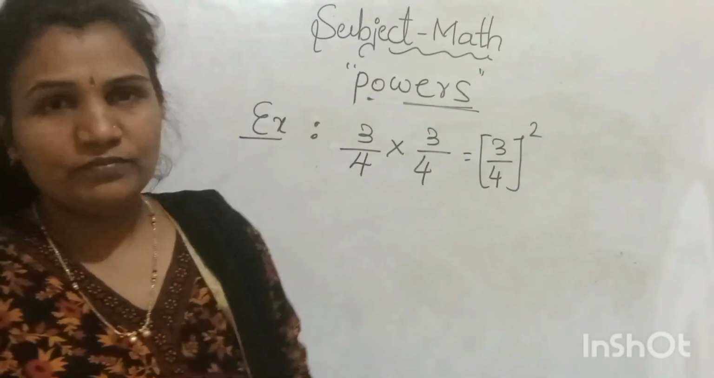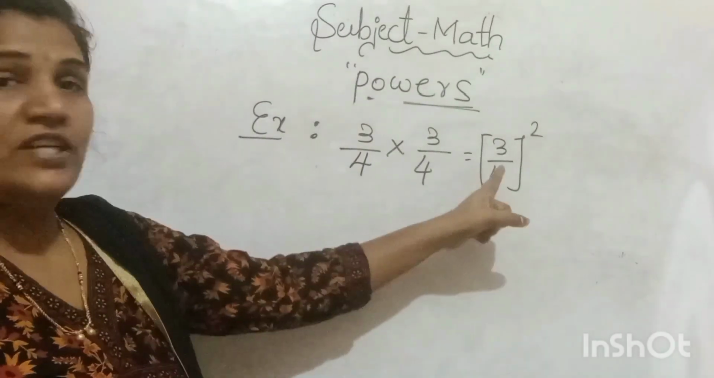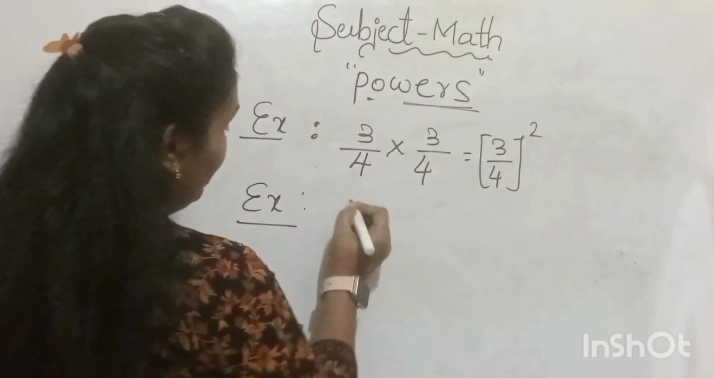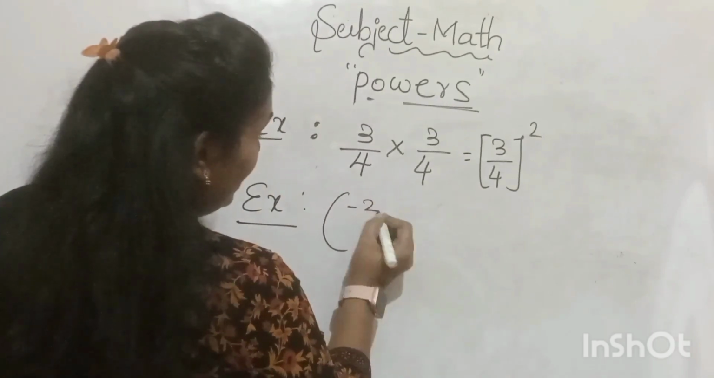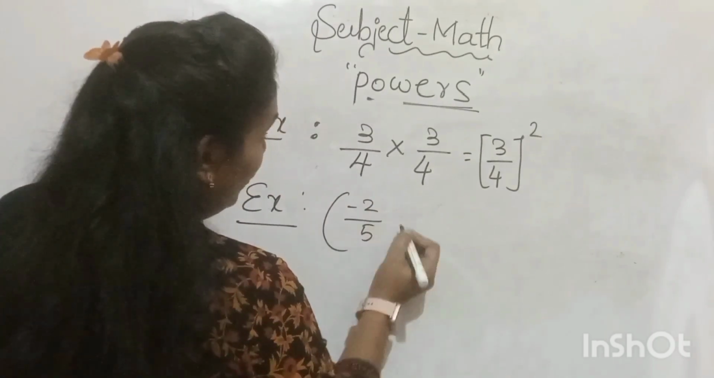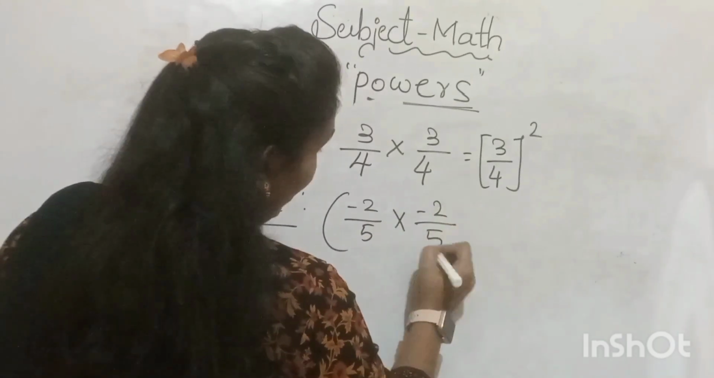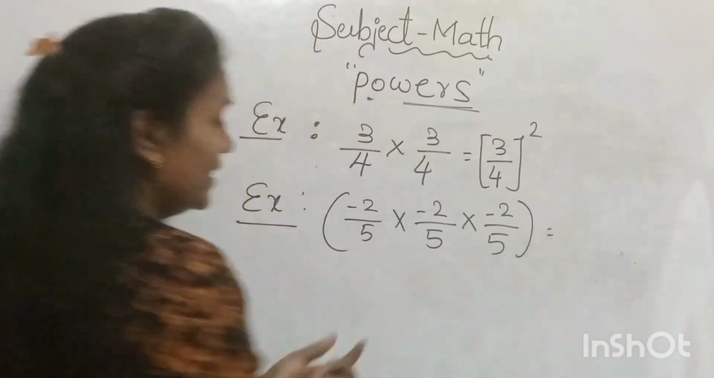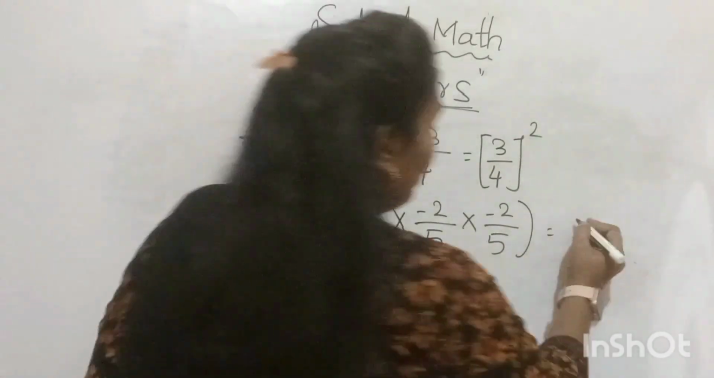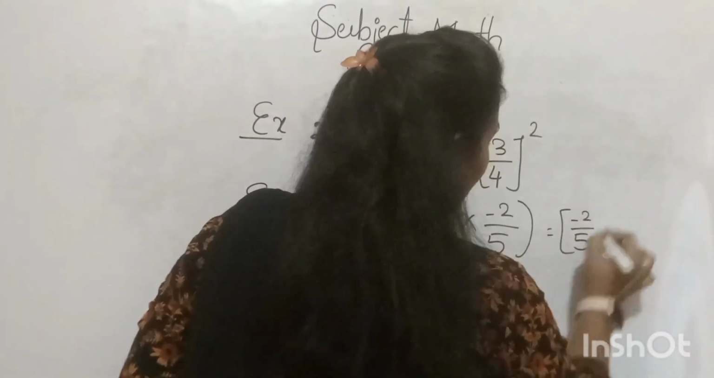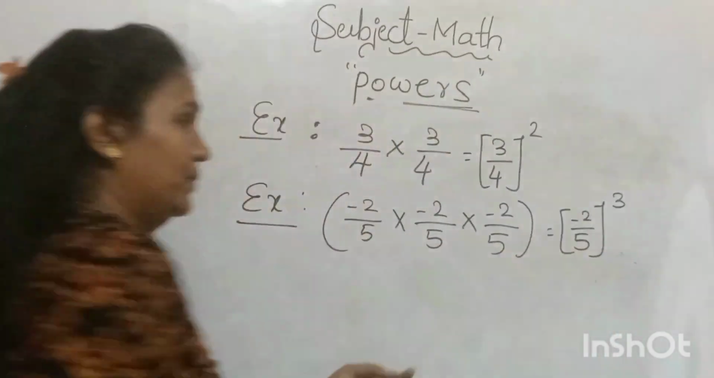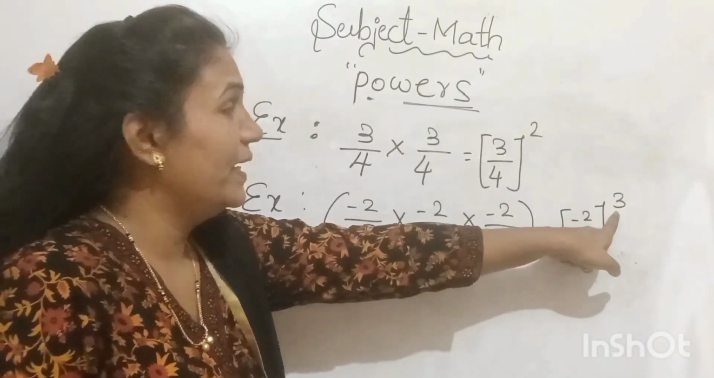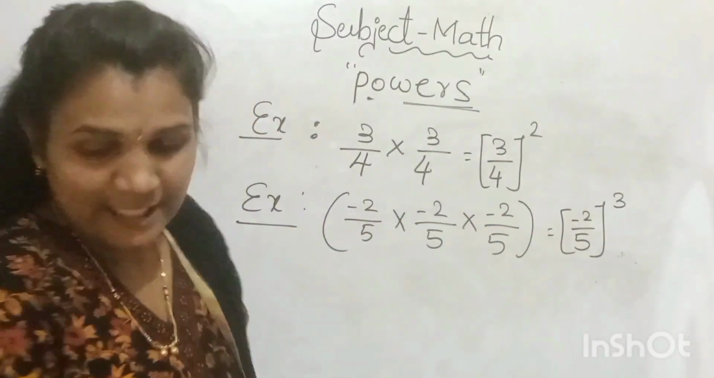As you know, a negative rational number also I can take. Here is another example: minus 2 by 5 into minus 2 by 5 into minus 2 by 5. For this I can write minus 2 by 5 cube. Minus 2 by 5 is multiplied by itself 3 times.